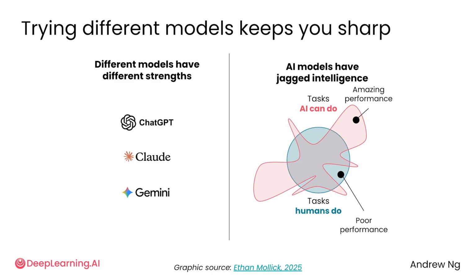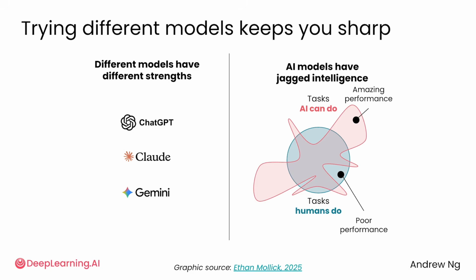Moreover, the marketplace of AI models is highly competitive. So ChatGPT, Claude, Gemini, really a long list of model providers, are releasing better models all the time. And so the best model for your task will likely change rapidly over time.